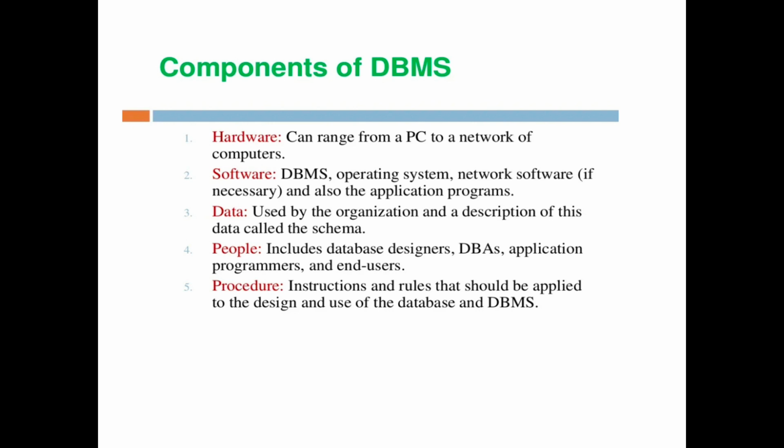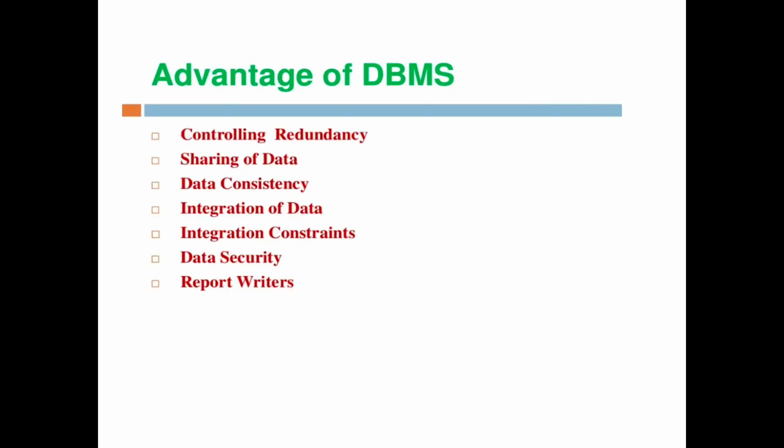Next is data: an organized collection of the data we use. People means developers, programmers, end users, and clients. And procedures: instructions and rules that should be applied when designing any application or connecting to the database. We have to follow some procedures.